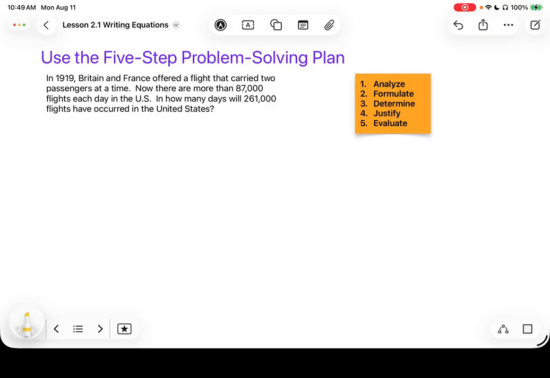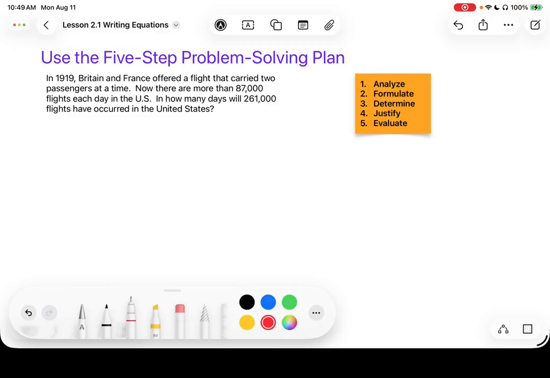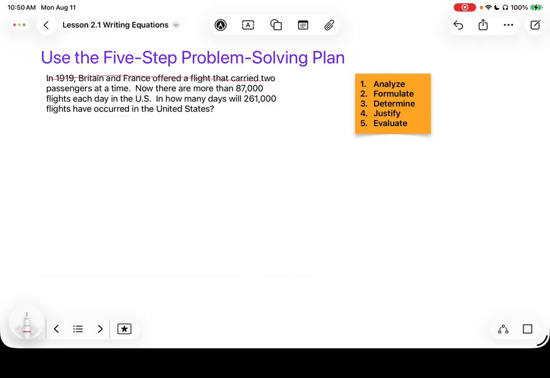A lot of times, problems will give us some pretty unnecessary information, and this one is no different. This problem gives us a piece of information that, while very interesting, is useless to us, and that is in 1919, they gave us a flight that carried two passengers at a time. That is very cool. Thank you for that information, problem, but I do not care. In analyzing the problem, I realized that the only two pieces of information that are relevant are how many flights there are each day, and what the problem's asking me to do. How many days is it going to take me to get to 261,000 flights? Okay, that is the analyze part of my five-step plan.